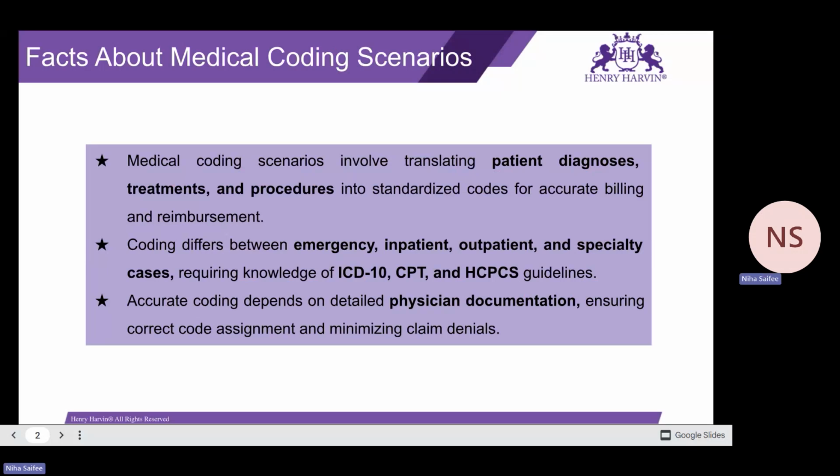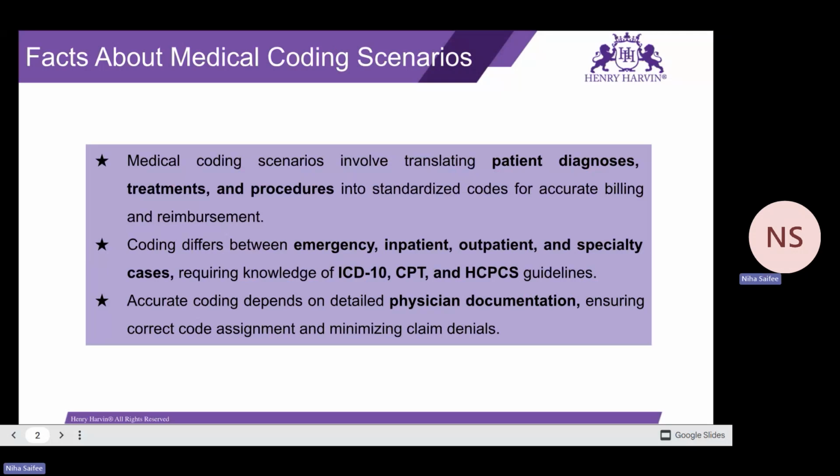Now again, the patient doesn't always come in the OPD. OPD is outpatient. Okay, the patient doesn't always come in for a follow-up or just to see a physician in the clinic, right? The patient might come to the hospital for a surgery or for an emergency. Okay, the patient might go to a specialist doctor. So different scenarios are there where a patient is seen.